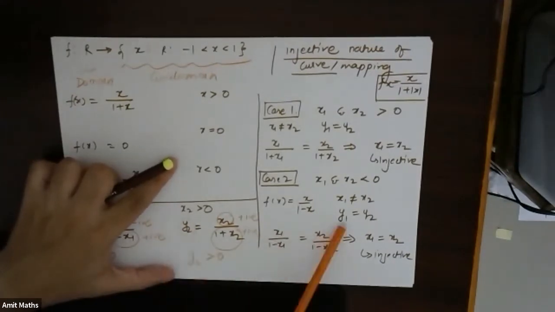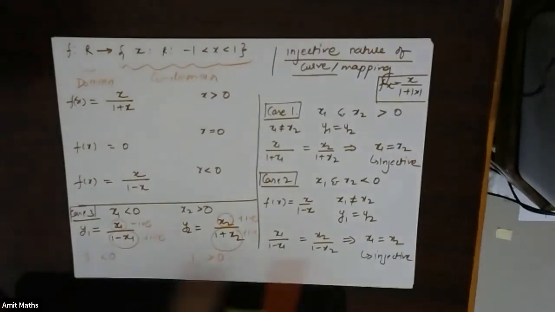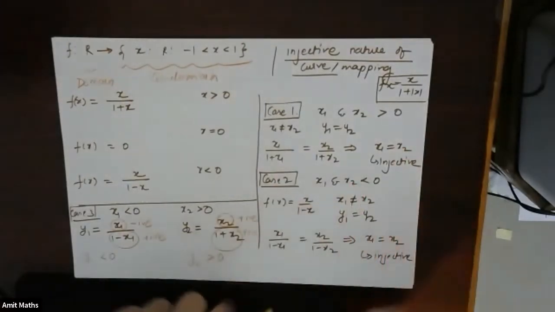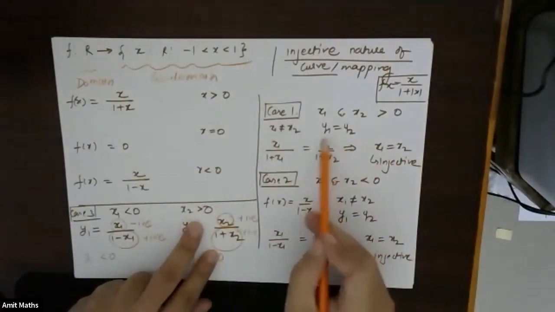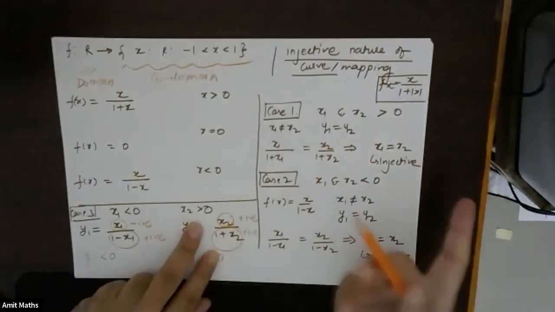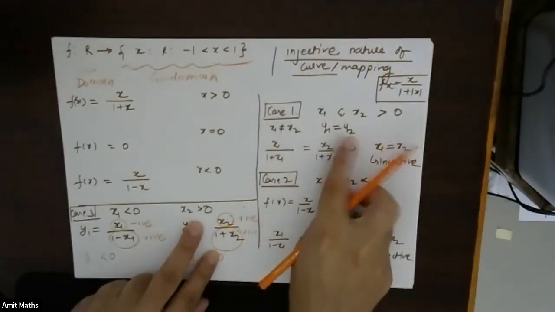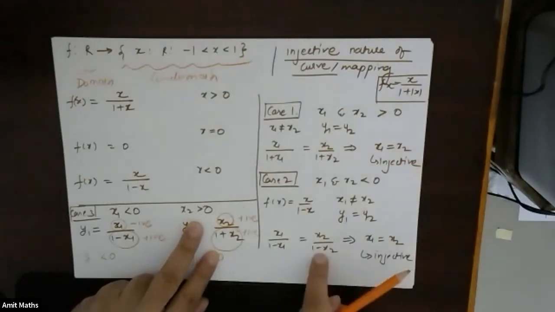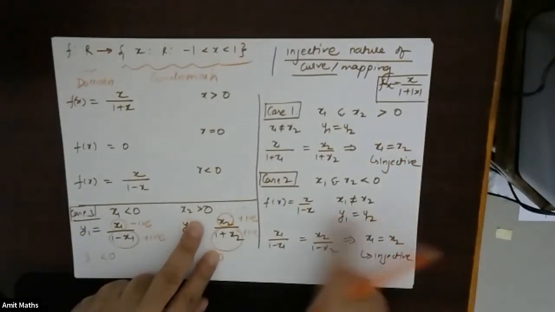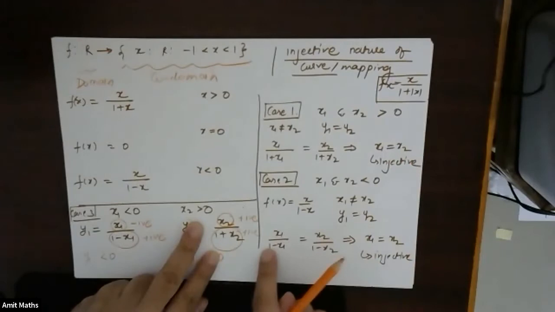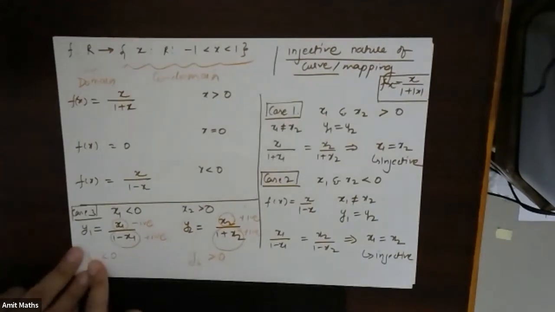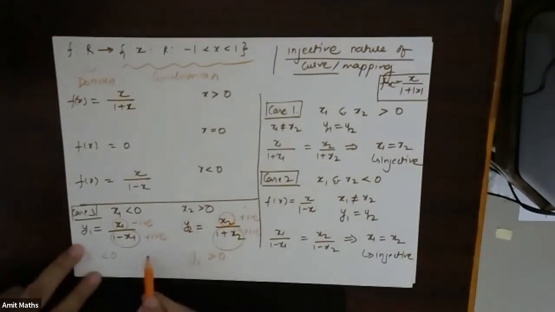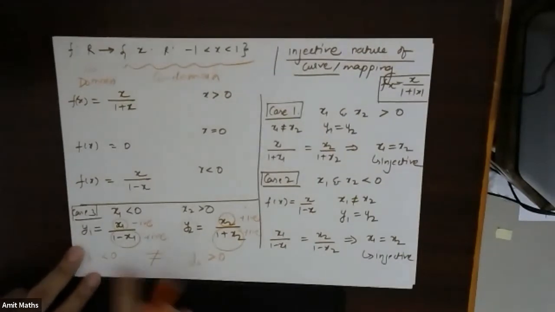Okay. Why didn't I check this part in these cases? For x1 and x2 both positive, y1 and y2 will all be positive. So using the sign, I cannot say that y1 is not equals to y2. In this case, y1 and y2 both will be negative because x is negative. So in both, the sign is same, so I cannot just check. In this case, the sign is coming out to be opposite. If on one side it is negative and on the other side it is positive, can I equate these two? No, I cannot equate y1 and y2.